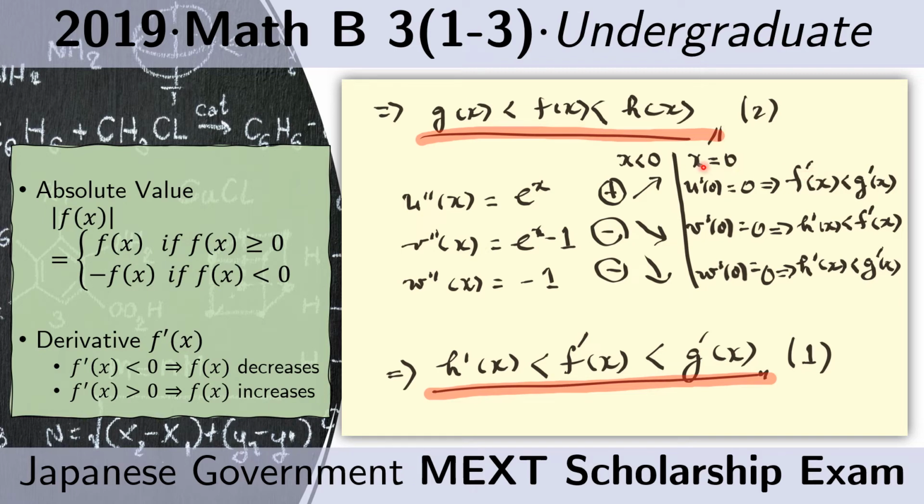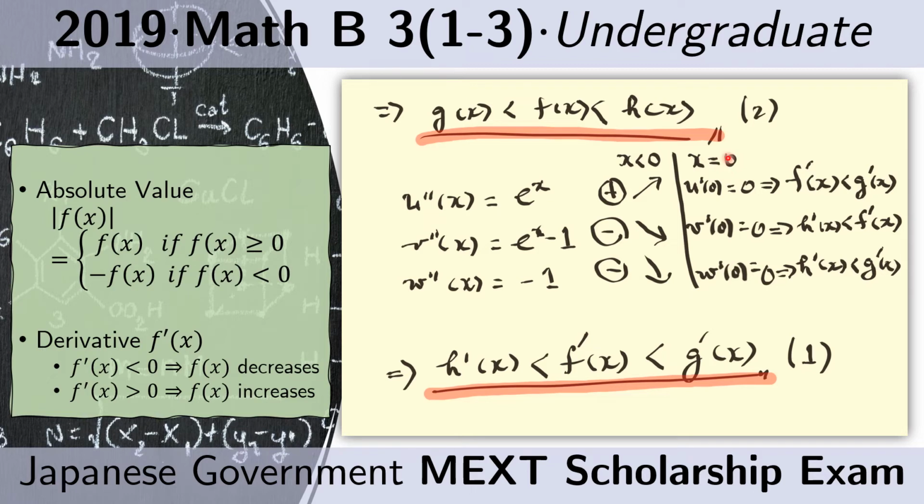First, we define the difference between the derivatives. U prime is the difference between f prime and g prime. V prime is the difference between f prime and h prime, and w prime is the difference between g prime and h prime. So we get their values at 0, and conveniently, again, we get just 0 for all three, which means that all three derivatives are equal when x equals 0.